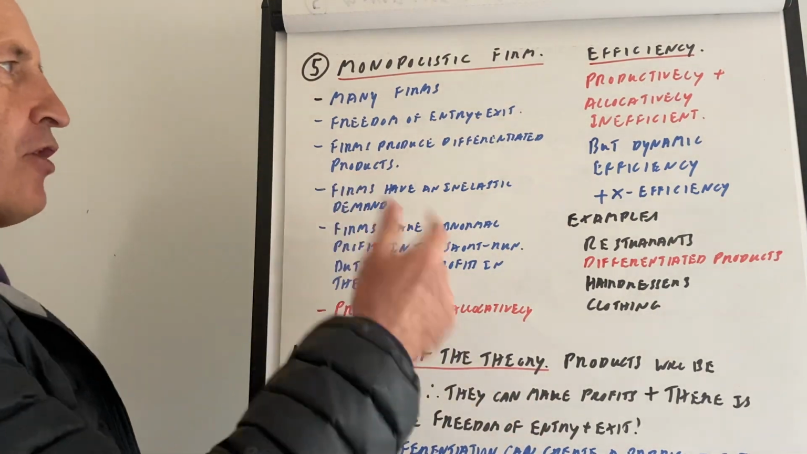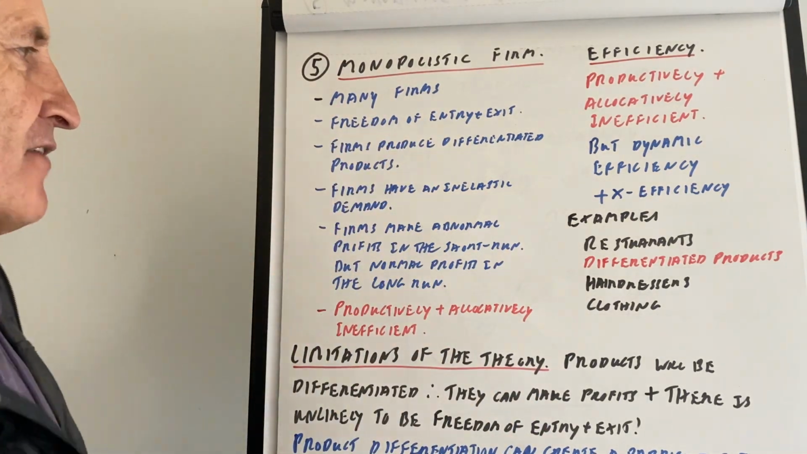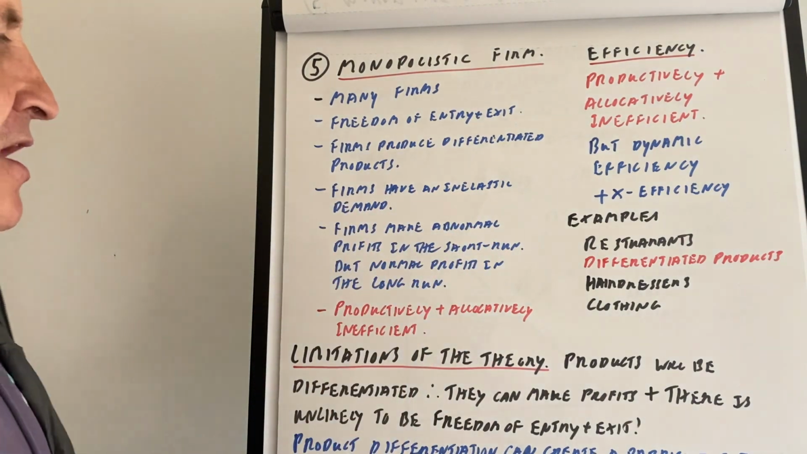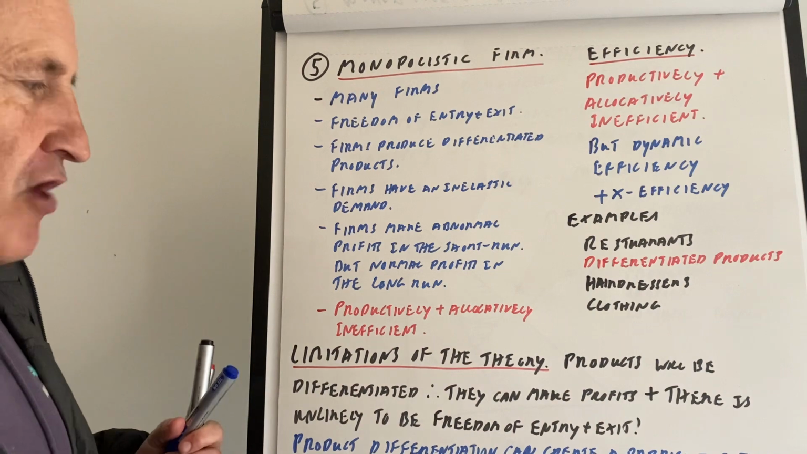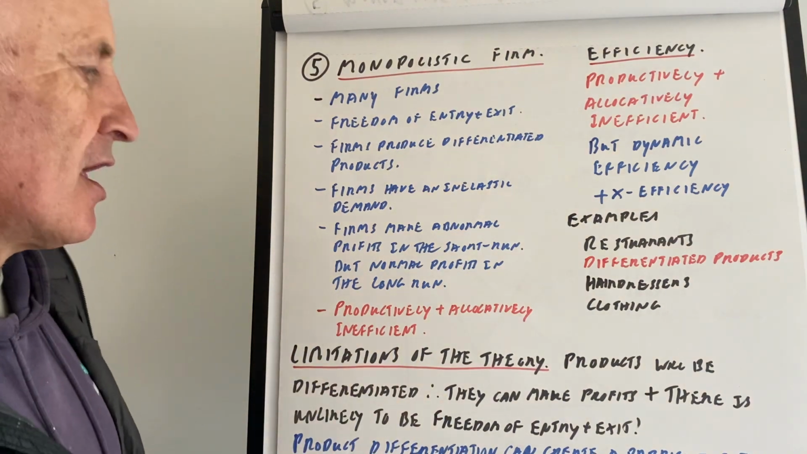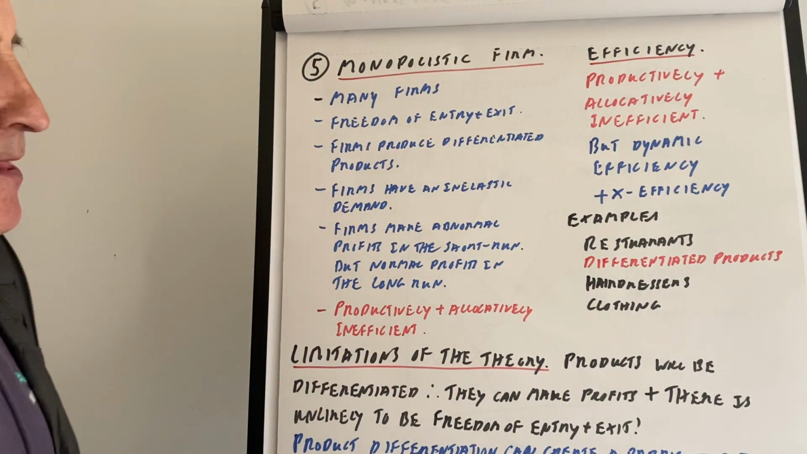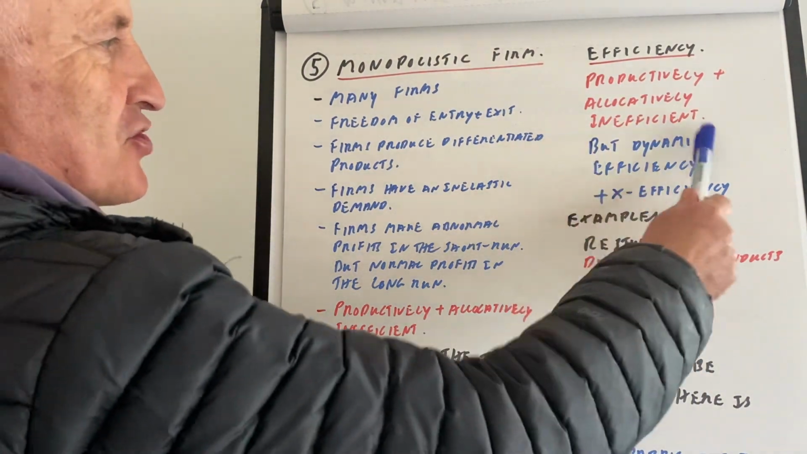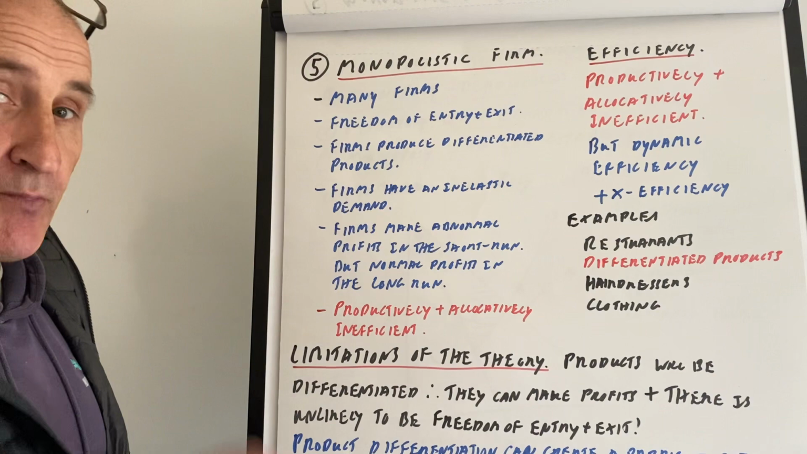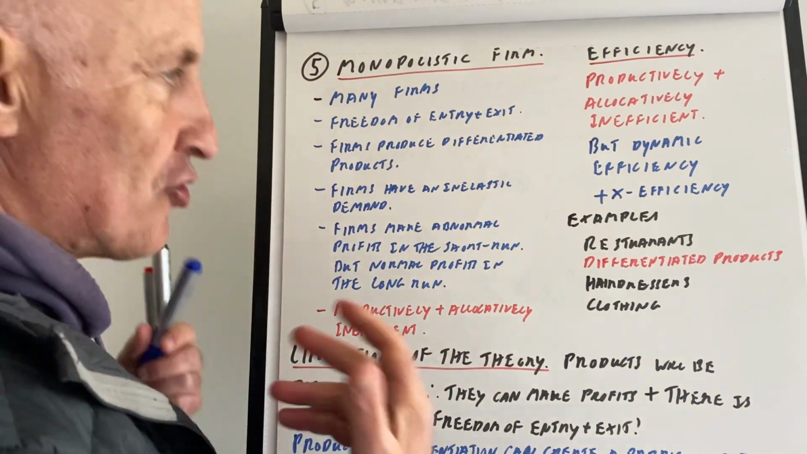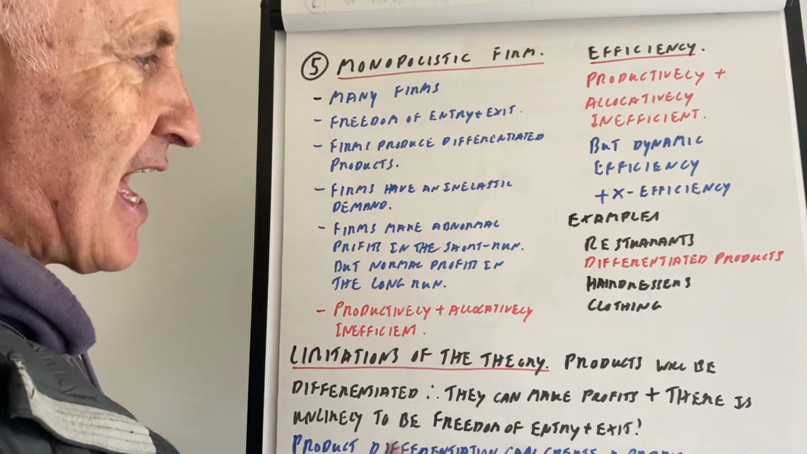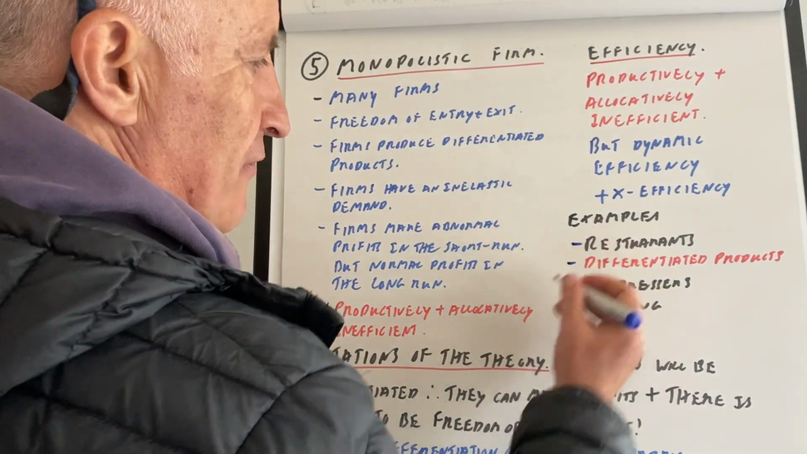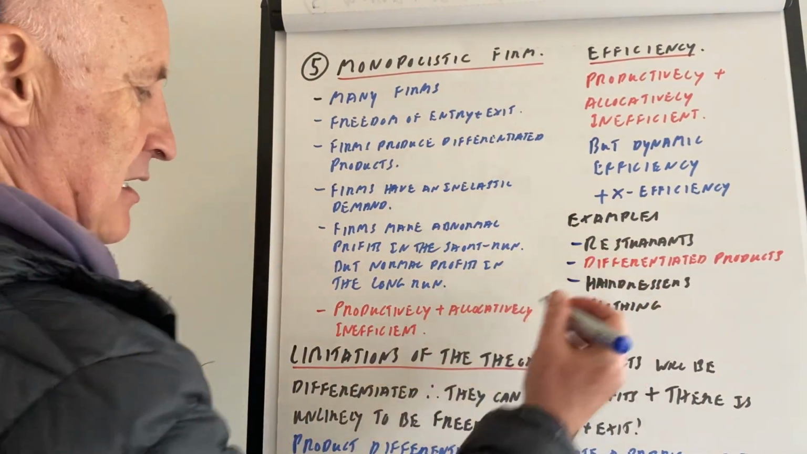Okay, so in monopolistic competition there are many firms, freedom of entry and exit, firms produce differentiated products, and firms have an inelastic demand curve for their products. Firms can make abnormal profits in the short run, which will attract other firms into the industry, but in the long run, they will make normal profits. Please note, in terms of efficiency, it is productively and allocatively inefficient, but it could be dynamically efficient because it makes profits in the short run, and you could get X efficiency as well. So this mainly applies to restaurants, differentiated products, hairdressers, and clothes shops.